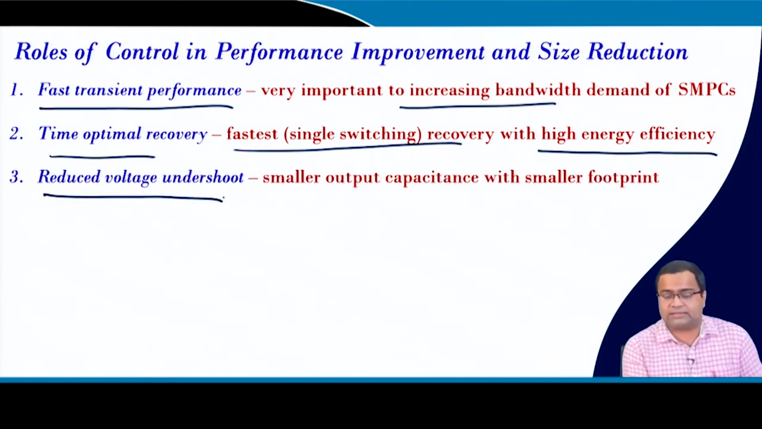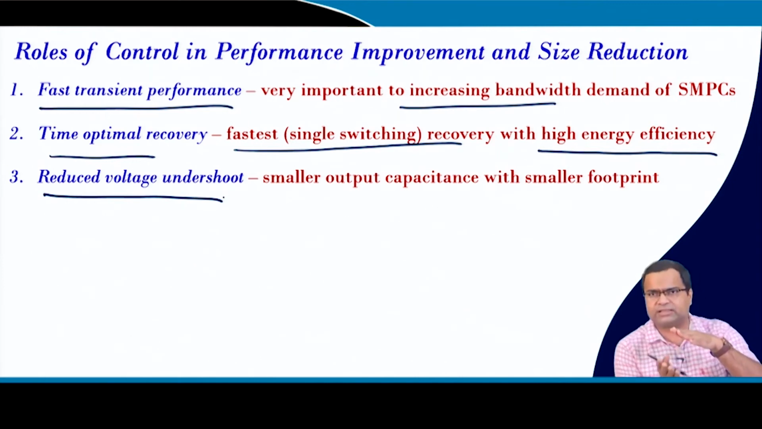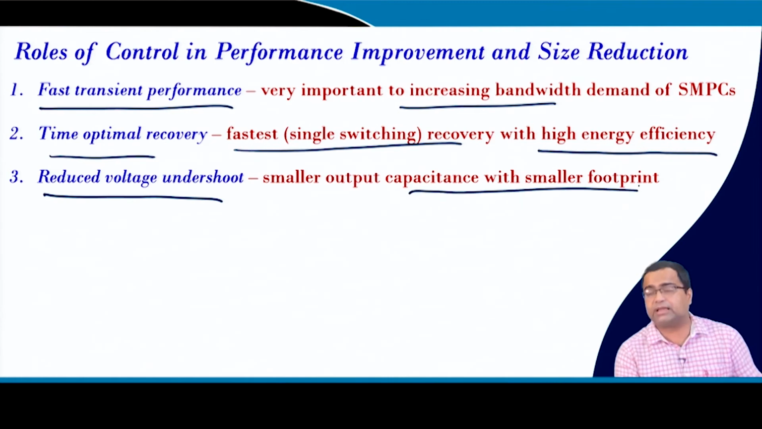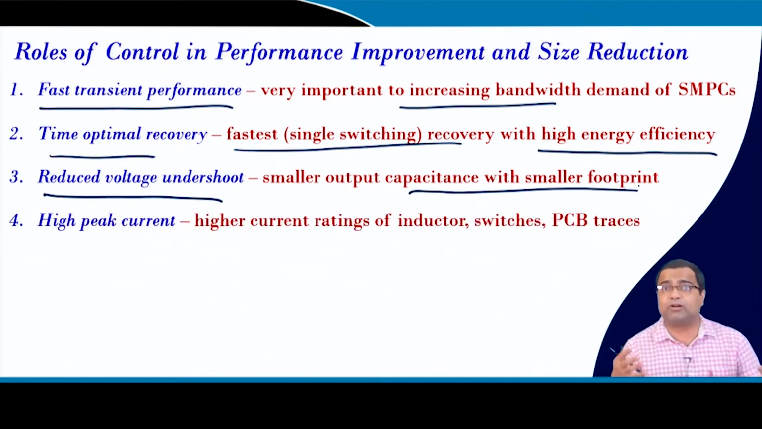If the output voltage undershoot can be reduced, then you can simply reduce the capacitor, because you have a certain noise margin or deviation limit given. So, if you want to reach up to that level, you can even reduce the output capacitor size. So, it can reduce the footprint, which means it will improve the power density. Then high peak current is one of the problems for such time optimal control.